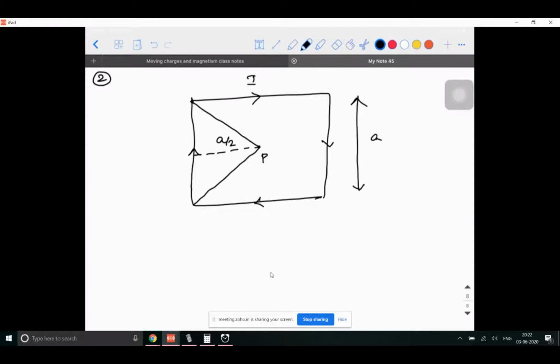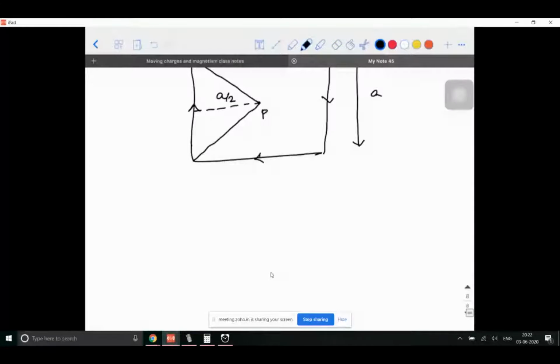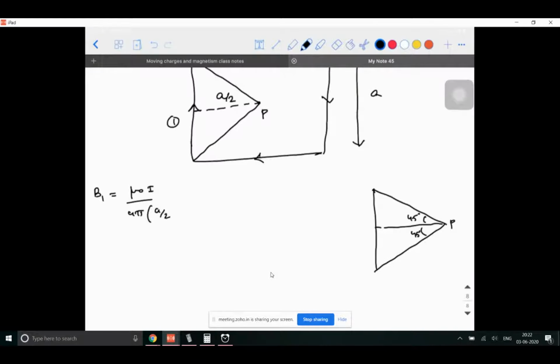If I take the free body diagram of this, how is it going to look? Then this is going to be 45 degrees, and this is also going to be 45 degrees. If I take this as the first conductor, the magnetic field due to the first conductor is going to be mu naught I divided by 4 pi into a by 2 into sine 45 plus sine 45. So now we have completed the scalar part.